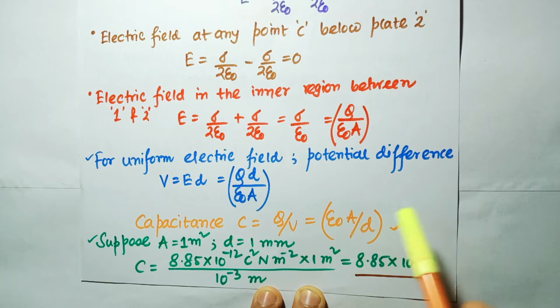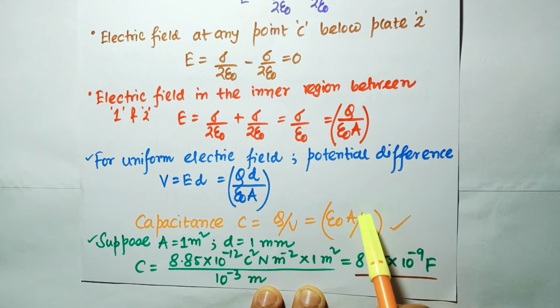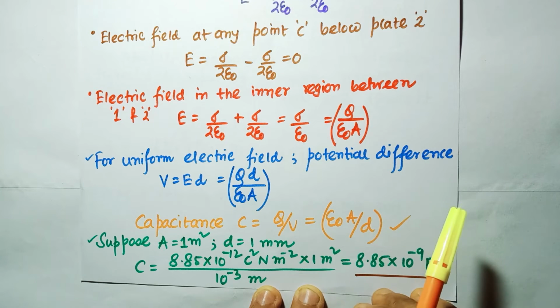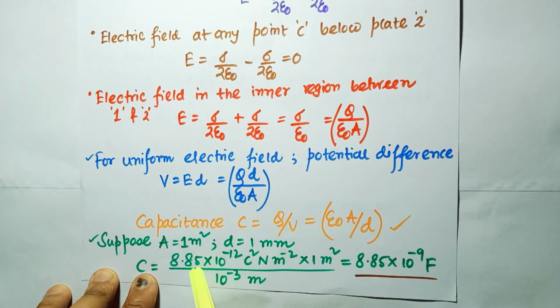As I discussed before, the capacitance depends on the geometrical configuration. You can see for the parallel plate capacitor it depends on the plate area and also the separation between them. So suppose for A is equal to 1 meter square and D is equal to 1 millimeter, we can say that the capacitance is equal to 8.85 times 10 to the minus 9 farad.